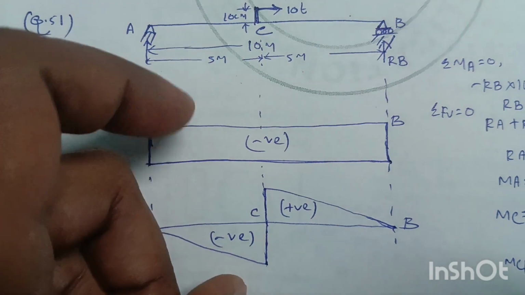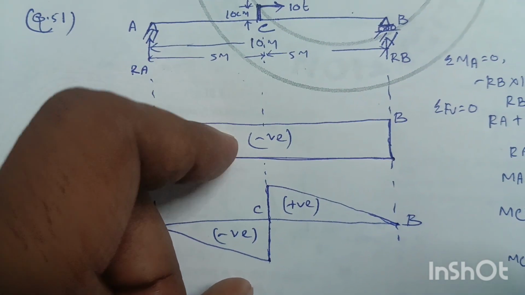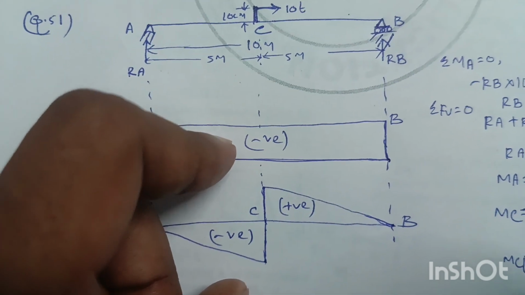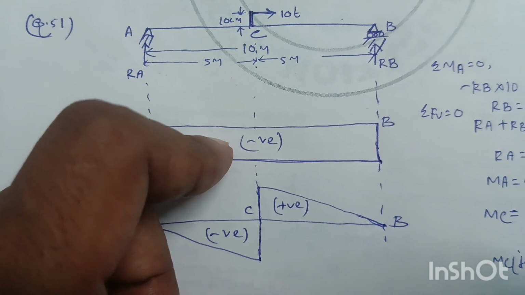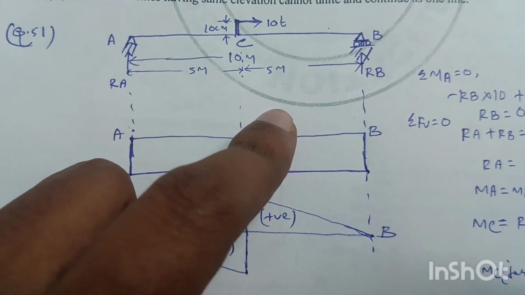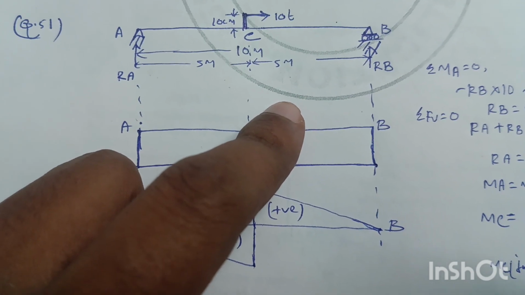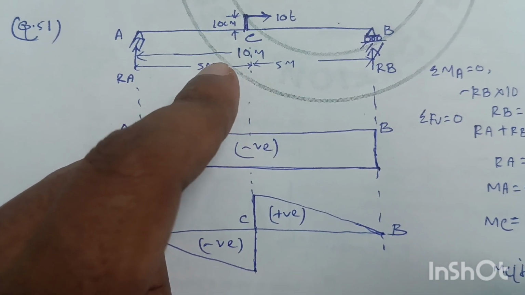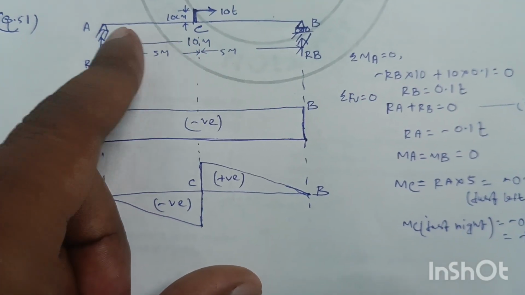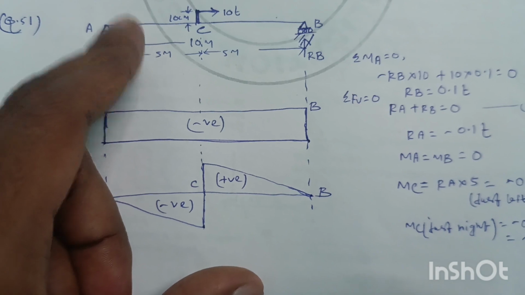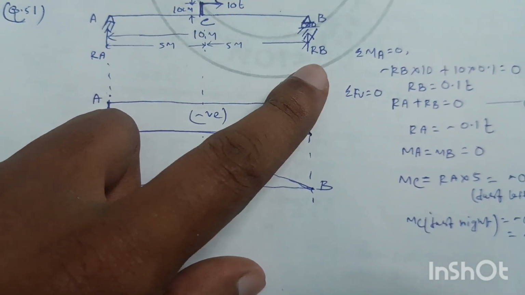Okay, so first we have to determine the reactions at both supports. At support A the reaction will be RA, and at support B the reaction will be RB, let's assume. Now, as the beam is in equilibrium, we can use the formula that the sum of all moments about any point is equal to 0, so taking moments about point A equal to 0, we have only RB, this force, and this moment.